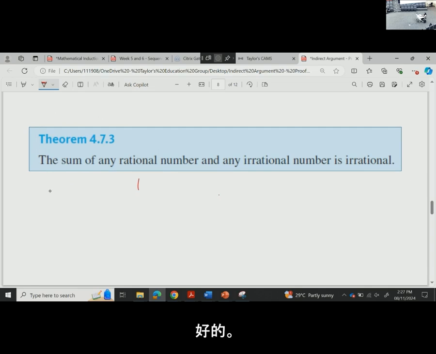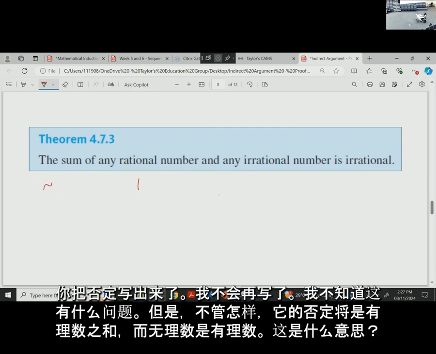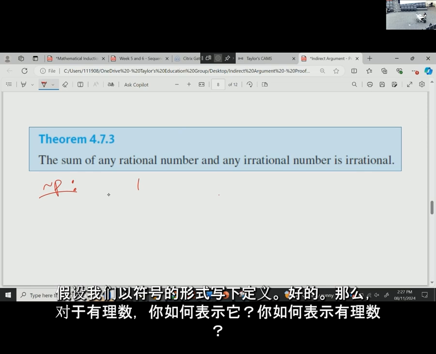Okay. You wrote down the negation. I will not write it again. Don't know what's the problem with this. But anyway, the negation will be the sum of a rational and an irrational number is rational. What does it mean? Let's write that down in the form of symbols, the definition. Okay, so for rational, how do you represent it? How do you represent a rational number?